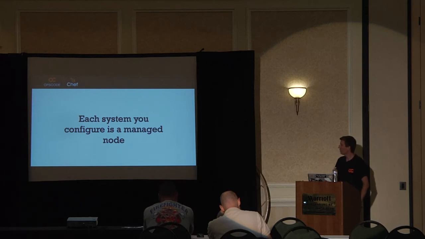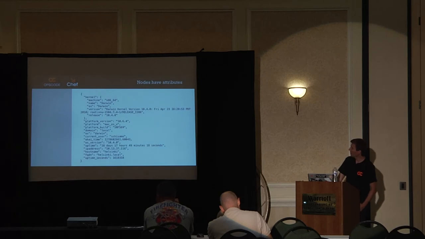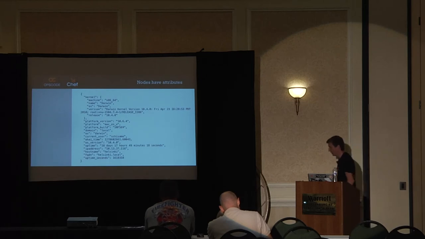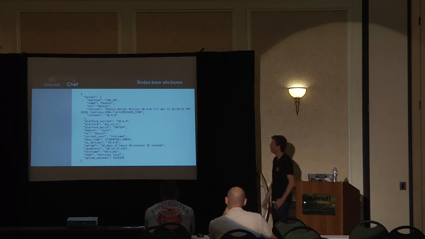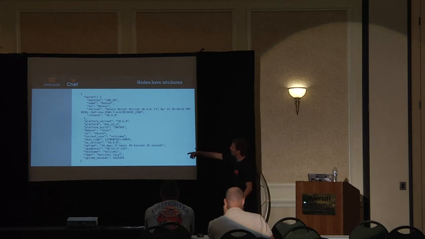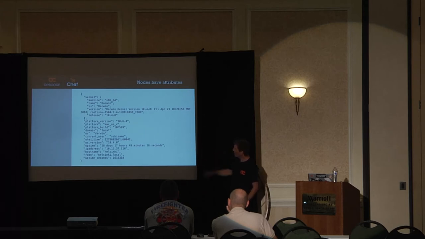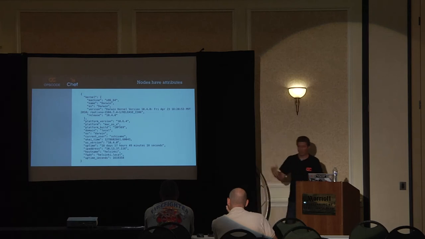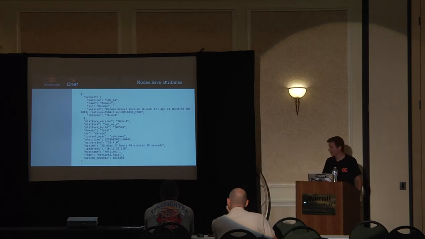Each system that you configure, we call a node or a managed node. And nodes have attributes. So this is some example output of what OHAI returns on, like, my MacBook. And you can see some of the information that came back. We've got kernel information, a platform version, the platform it's running on, an IP address, a host name, and there's tons of this.